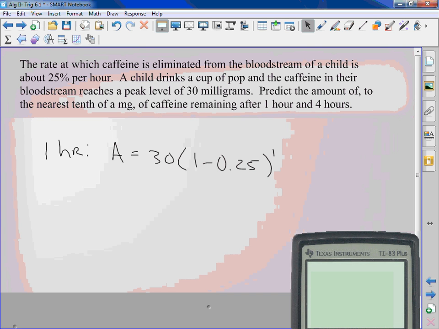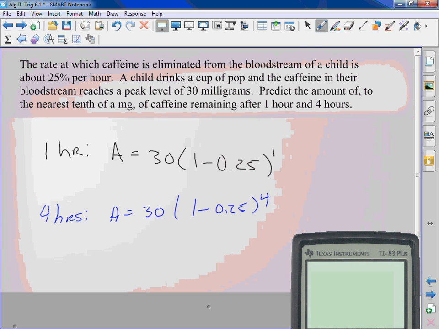All I asked at first was to set it up for 4 hours. A lot of people want to think, well, if it's 25% per hour, 25, 25, 25, 25, it's now out of my system. A equals 30 times 1 minus 0.25.